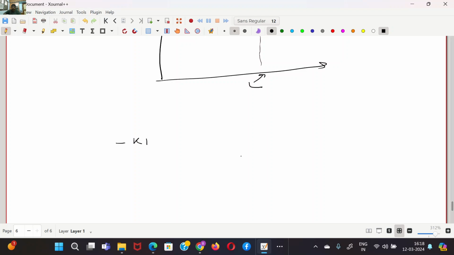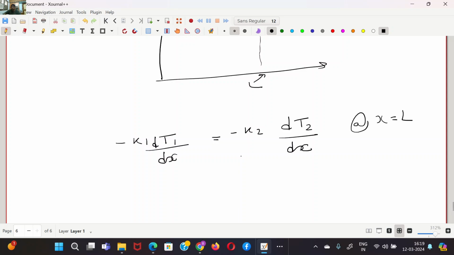Say the thermal conductivity in the solid is K1 and the temperature profile is given by some T1. So it will be like this, minus K2, where the thermal conductivity in the gas phase is K2 and the temperature profile is given by T2. So this is what it will reduce to at x equal to 1. And applying the global thermal equilibrium, T1 is equal to T2. I'm just giving you an illustrative example of how we apply the boundary condition, right?